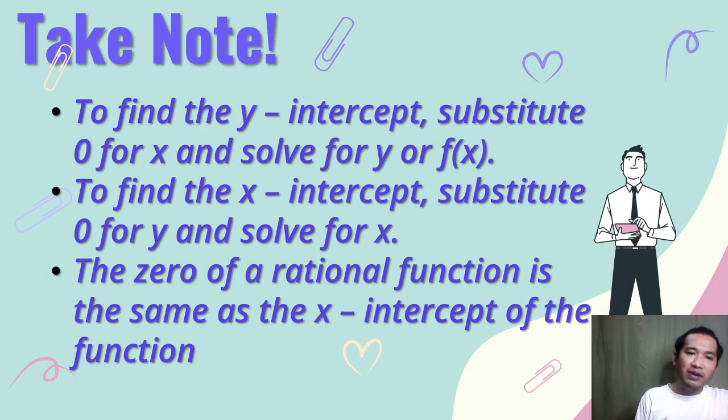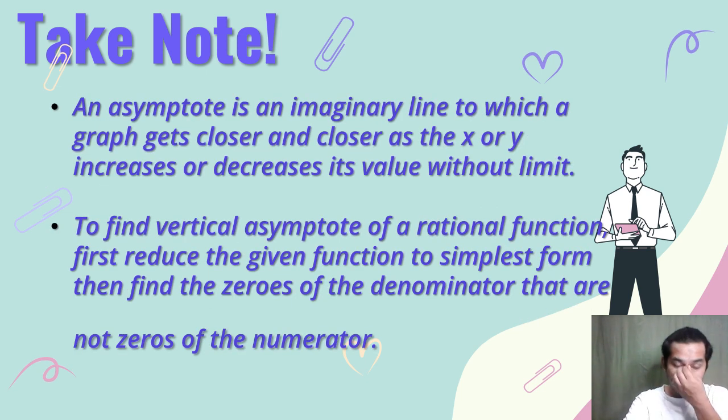Okay, so remember guys that to find for the y-intercept, substitute 0 for x and solve for the y or f of x. And to find for the x-intercept, substitute 0 for y and solve for x. And the 0 of the rational function, take note, is the same as the x-intercept of the function. Right. And then, an asymptote is an imaginary line to which a graph gets closer and closer as the x or y increases or decreases its value without limit.